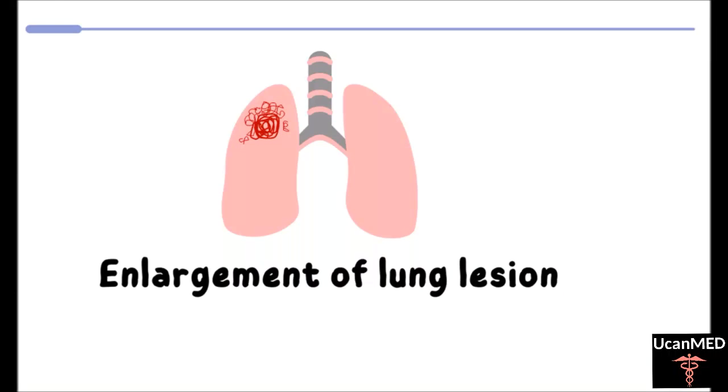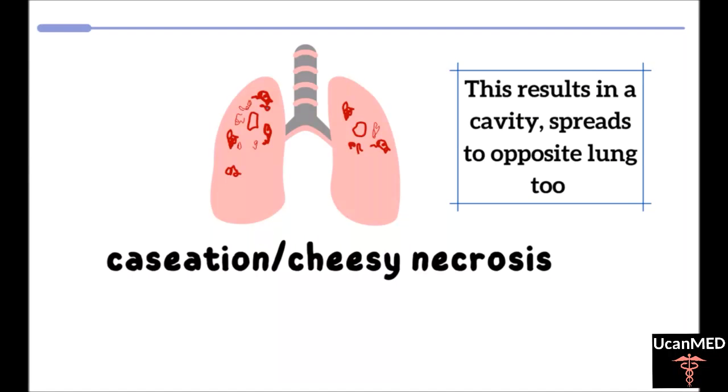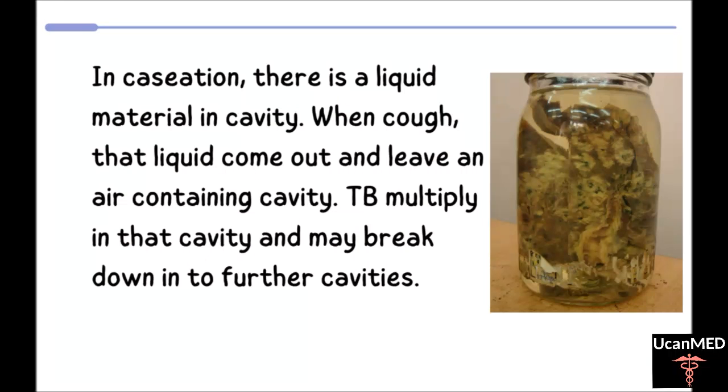The next step is the enlargement of the lung lesion. You can see the lesion is enlarged. Then caseation, which means tissue necrosis. This results in a cavity and spreads to the opposite lung too. In caseation, there is a liquid material in the cavity. When you cough, that liquid comes out and leaves an air-containing cavity. Tuberculosis multiplies in that cavity and may break down into further cavities.